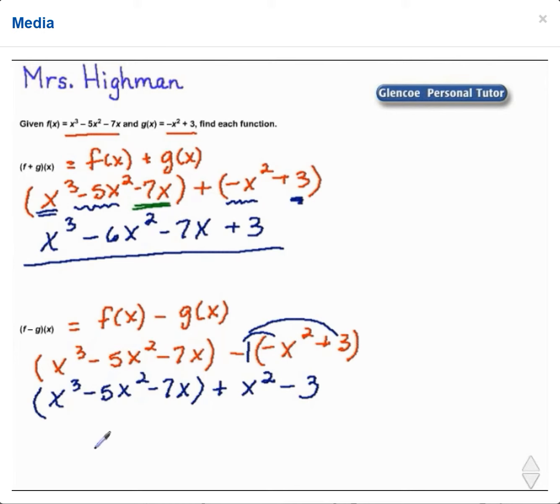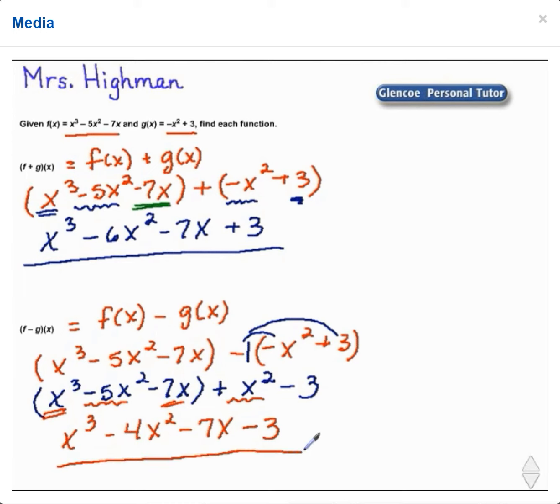So now we can combine our like terms again. So we'll start with the x cubed. And our x squares, we have a negative 5x squared, and this time now a positive 1x squared. So that makes negative 4x squared. We still have our negative 7x. And our constant this time is going to be minus 3. So f of x minus g of x equals x cubed minus 4x squared minus 7x minus 3.